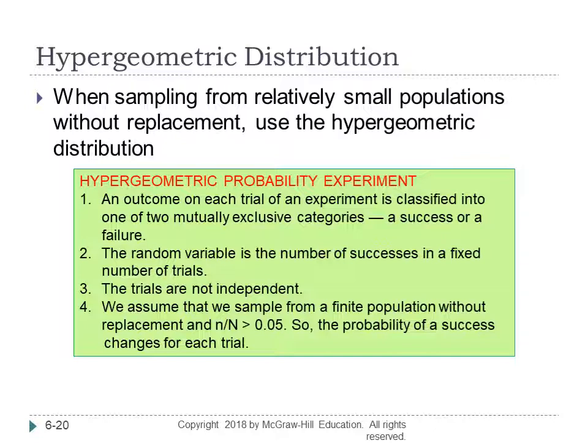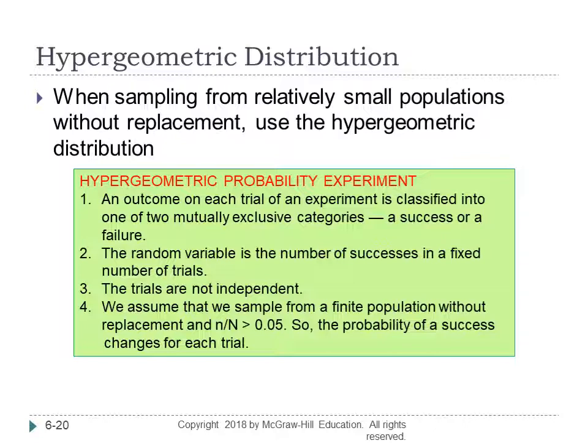Now, for the final condition, we assume that we sample from a finite population without replacement, and that small n divided by capital N is greater than 0.05. Here, by the way, small n is the size of the sample, capital N is the size of the population. When you are solving problems that deal with the binomial, this condition is normally satisfied. You don't need to worry about it.